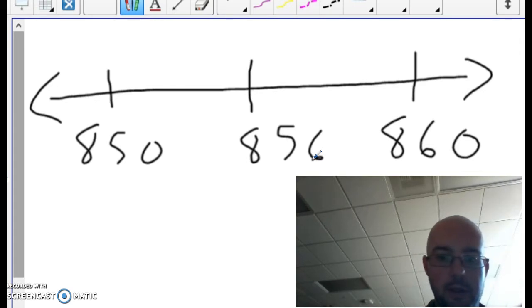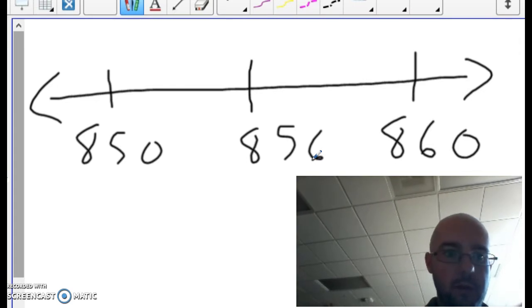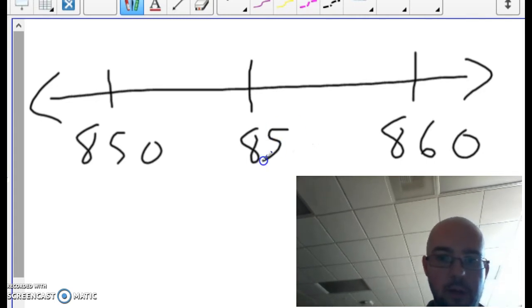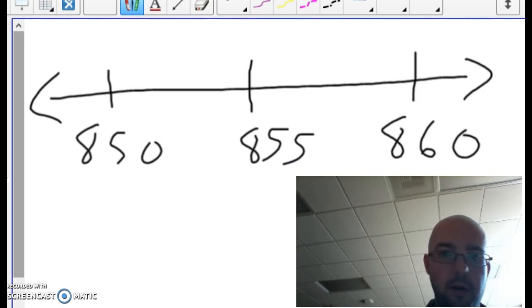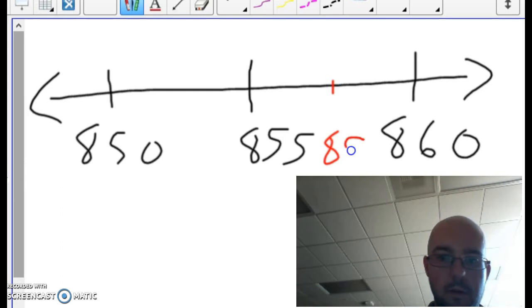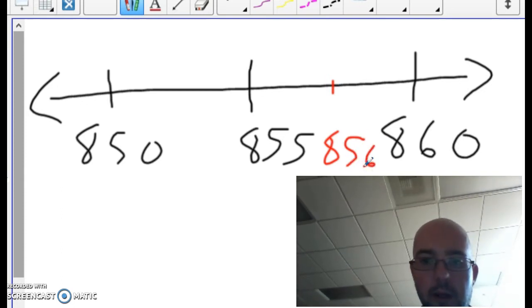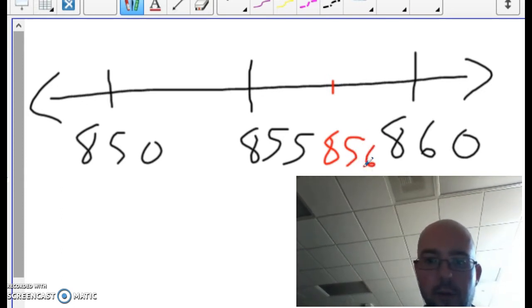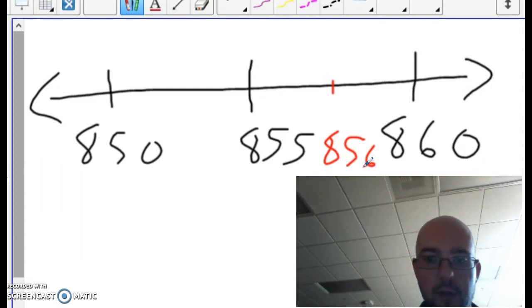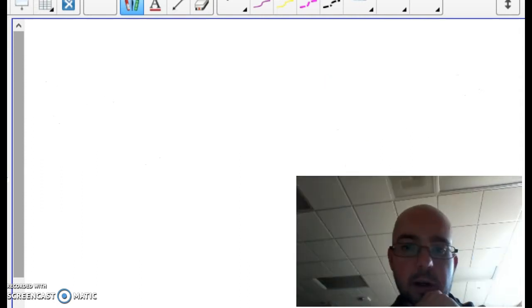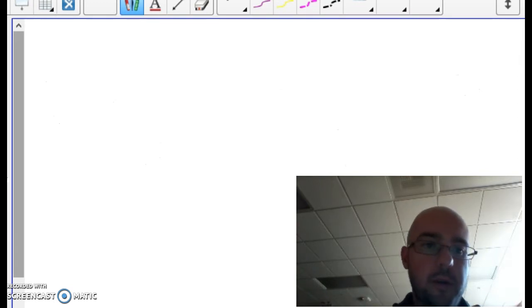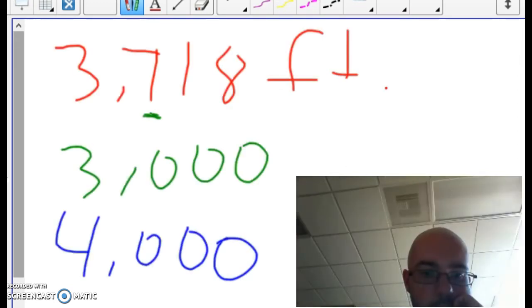Actually, scratch that. Sorry, I went a step too far here. I'm going to write what's between them, 855. Then I'm going to write where my number goes. So 856 is right here. So now I can see that 856 is actually closer to 860 because it's on the right of 855. Do that with the hundreds too, but I'm going to show you a different way that we could round.